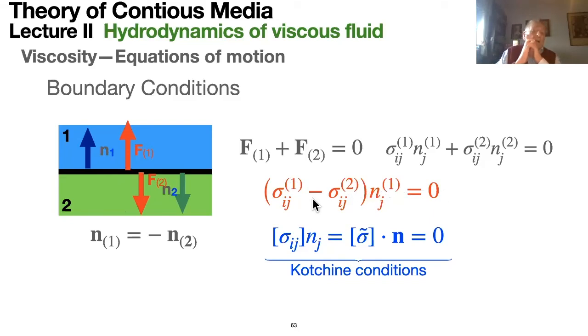The jump of a physical quantity is often written with square brackets. And therefore, this boundary condition on the interface between two non-mixing liquids takes the form that the jump of the stress tensor times the normal vector is equal to zero. Such jump conditions on the interfaces between non-miscible liquids are one of the examples of so-called Cauchy conditions. And hydrodynamics is full of Cauchy conditions, referring to what is happening on the interfaces of the liquid. Let me discuss that for a second.